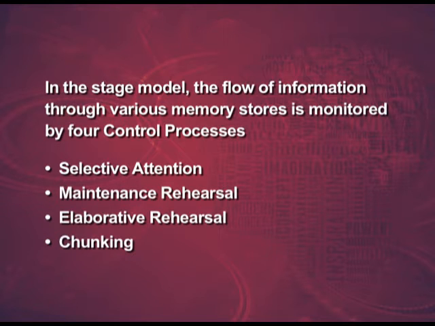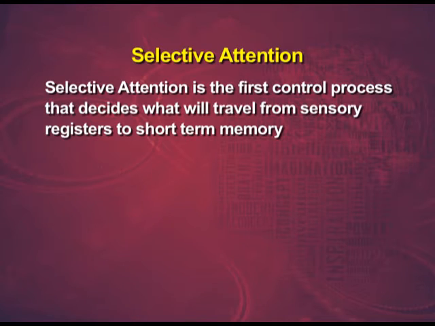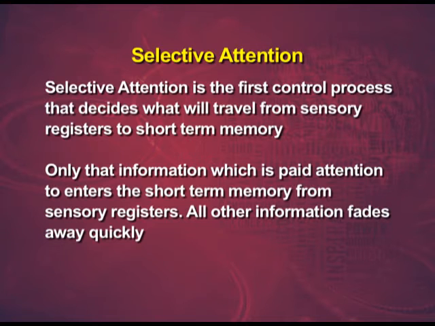Let us examine them individually. 1. Selective attention. As you have already read in chapter 5, selective attention is the first control process that decides what will travel from sensory registers to the short-term memory. Only that information which is paid attention to enters the short-term memory from the sensory registers. All other information fades away quickly.